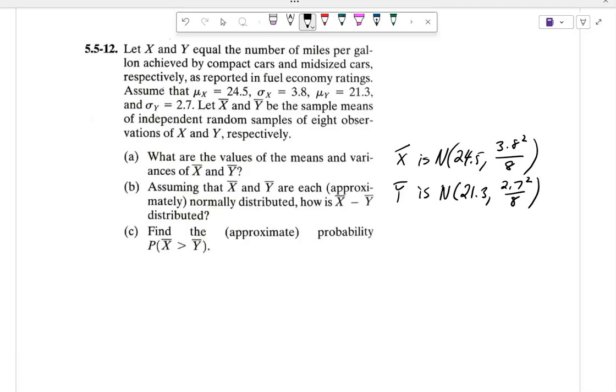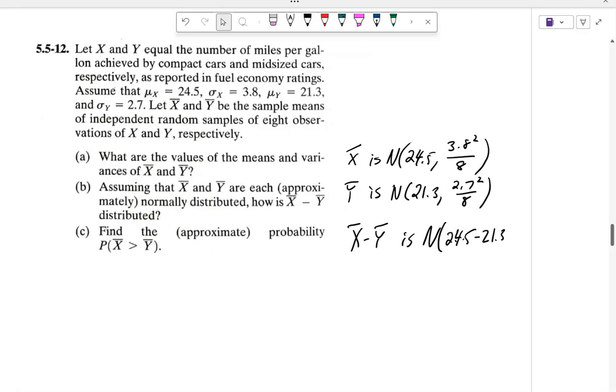Anyway, now that we have two normal distributions, which is what part B says, assuming they're normally distributed. When you have a normal distribution, if you do a sum of normals or a difference of normals or any linear combination of normals, what do you end up with? A normal, right? So what do you do with the means when you have a difference? Subtract them? What will you do with the variances? You got to add them, right?